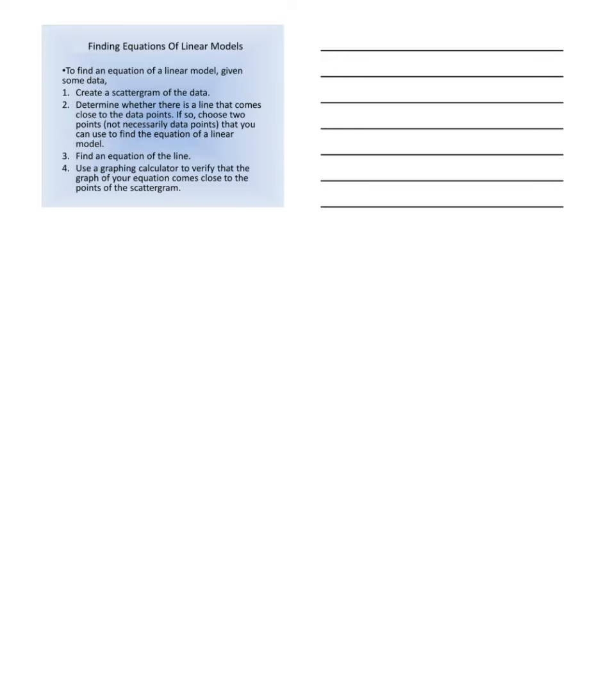Finding equations of linear models. To find an equation of a linear model given some data: 1. Create a scattergram of the data. 2. Determine whether there's a line that comes close to the data points. If so, choose 2 data points.